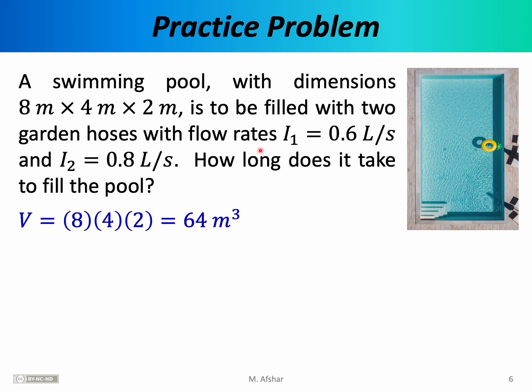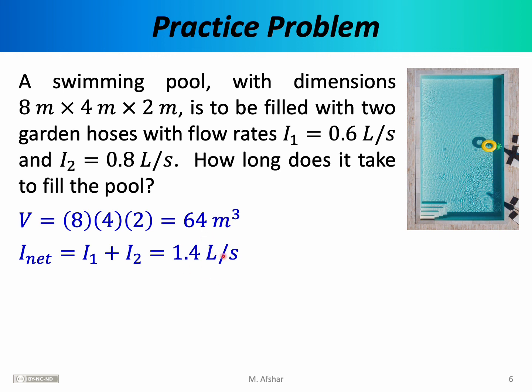Now we are using 2 hoses to fill the swimming pool, so what we really need is the total or net flow rate. We can find the net flow rate easily by adding I1 to I2 to find that the net flow rate is 1.4 liters per second. So the 2 garden hoses working together can supply 1.4 liters of water every second.